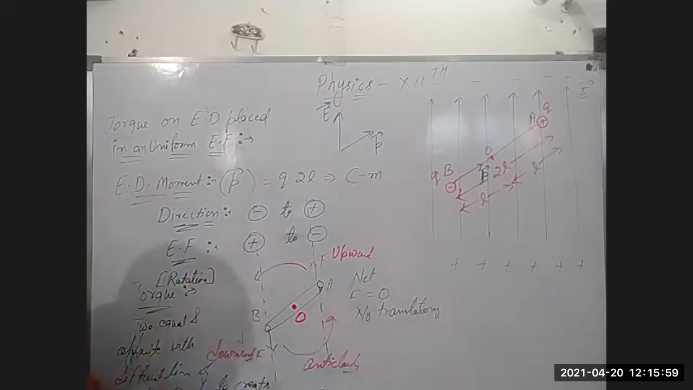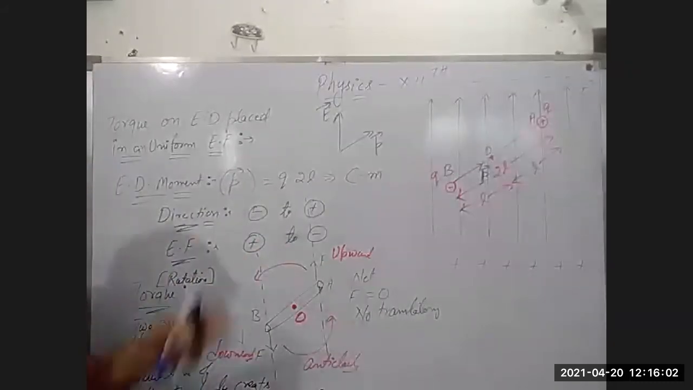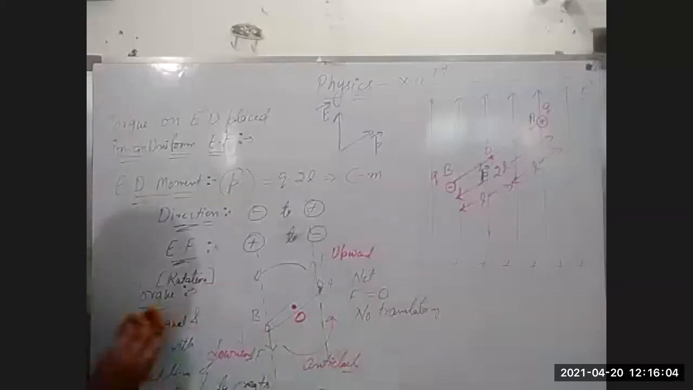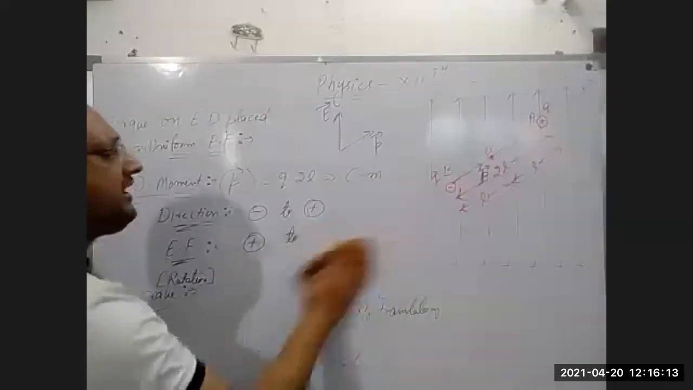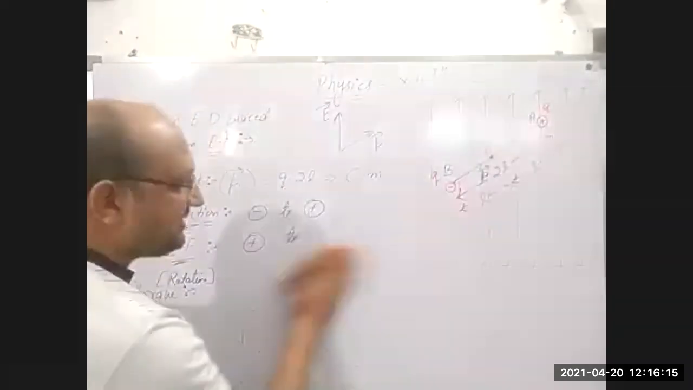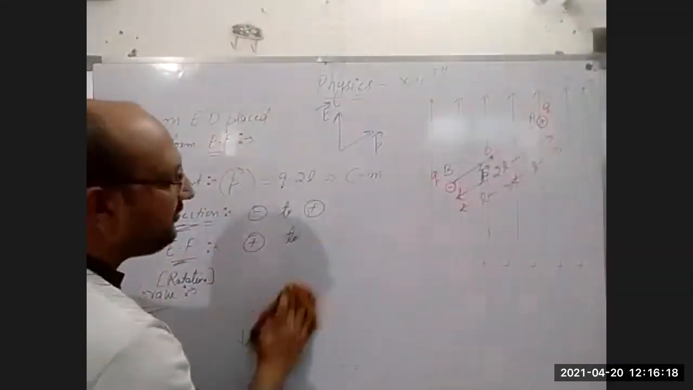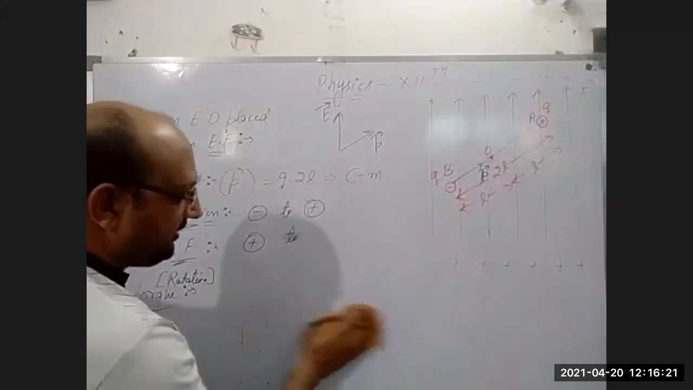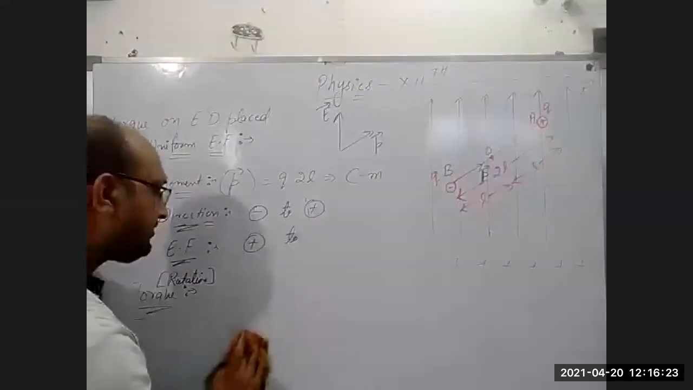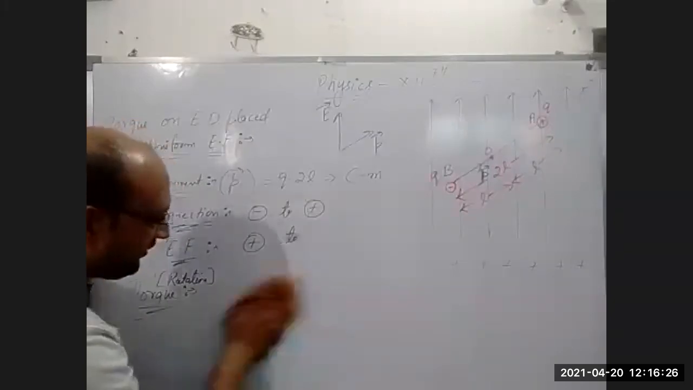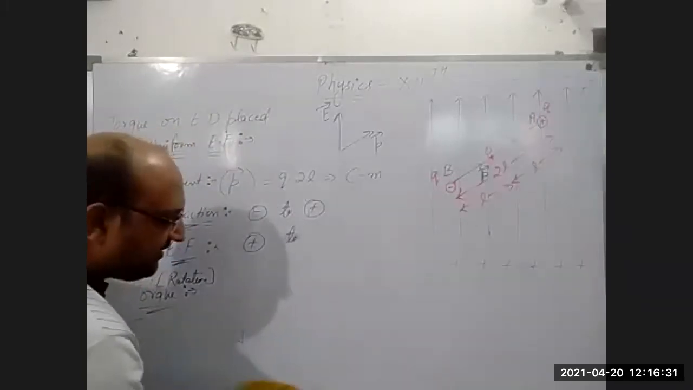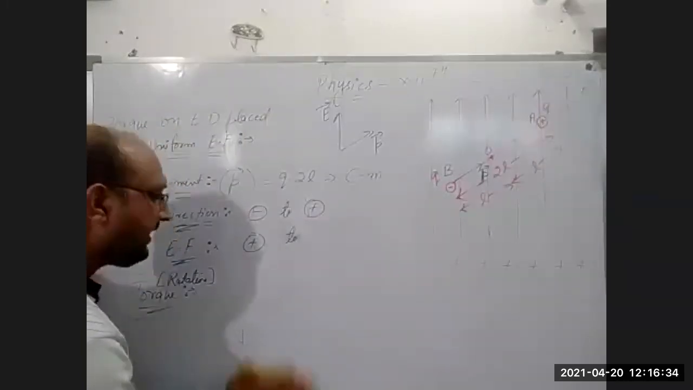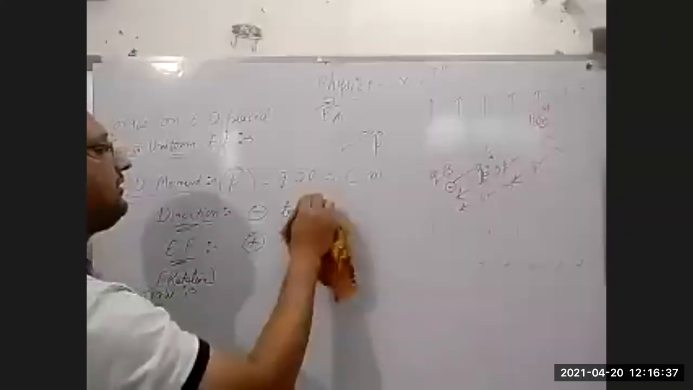Okay, now let us derive a formula for calculating this torque. This is only the theory, but in physics, if we are not calculating a formula for this situation, there is no meaning in talking about this topic. So now it is time for calculating the torque on this dipole when it is placed in a uniform electric field. Now let us see.